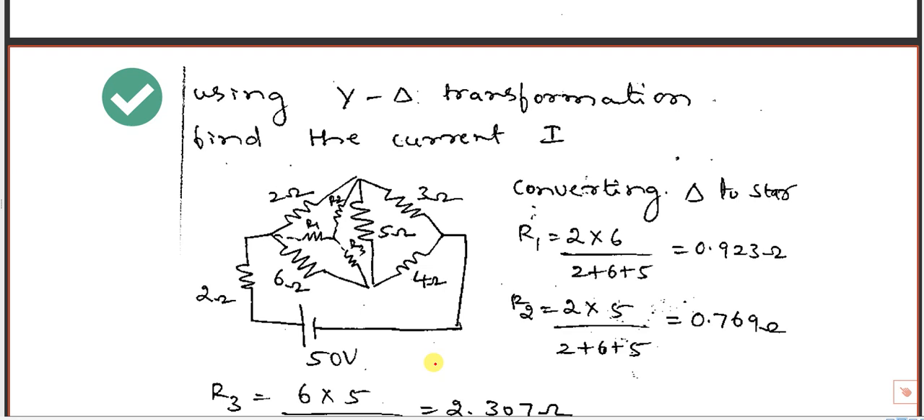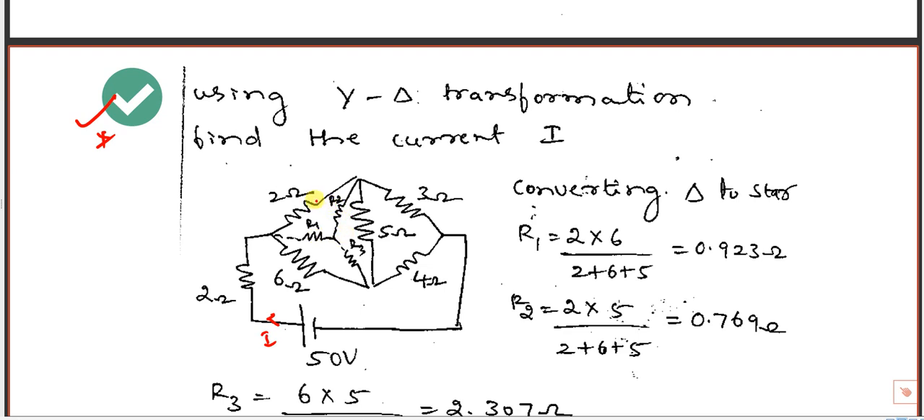Okay, this is also one of the important problems. Let us do this. Using Y to delta, that is star to delta transformation, find current I. You would find what is the current delivered by this I. So here we have delta, this side also we have delta. So you can convert it into star.